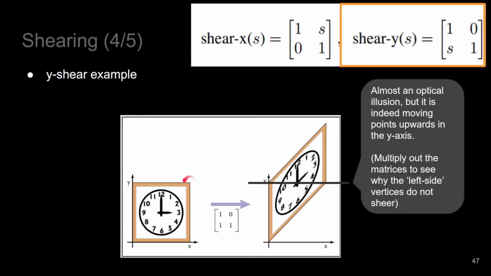This is grabbing this point, moving it up, grabbing this point and moving it up. Now, why didn't we move up these points here? Because their x value is 0, so when we're trying to move these points up, they don't move anywhere, okay? So this is the y shear, okay?